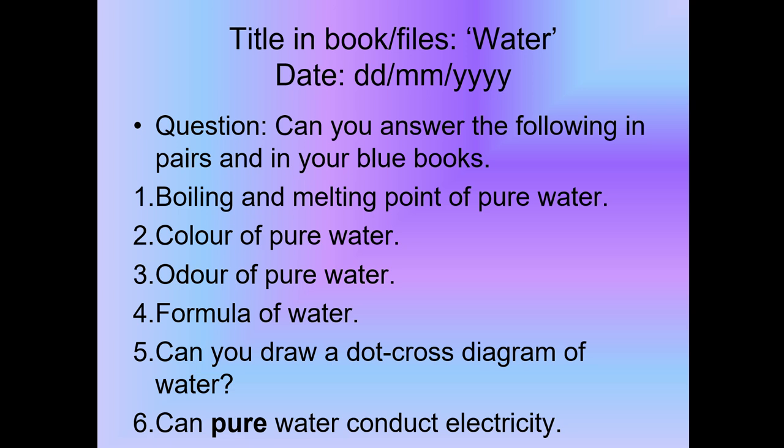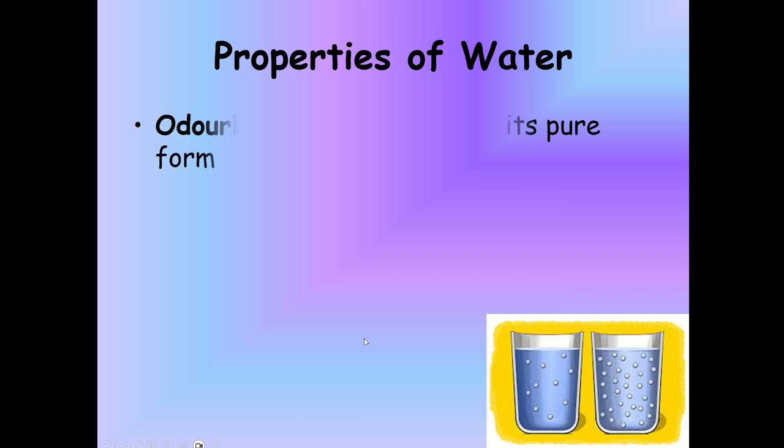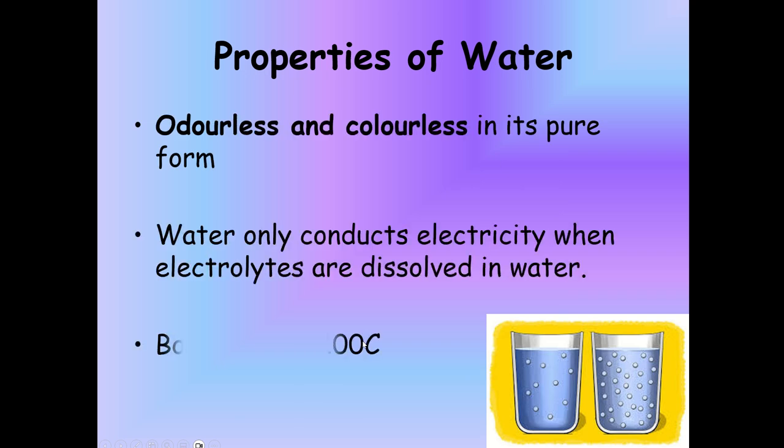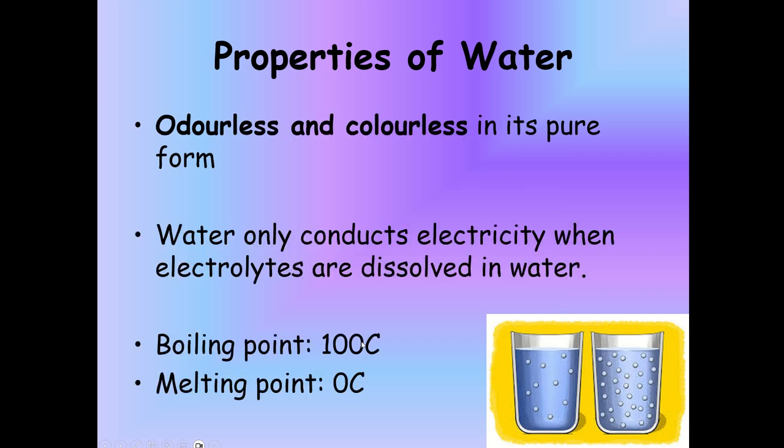Odor, it is odorless. The formula of water, I think there's nobody in this that wouldn't know that already, is of course H2O. The dot cross diagram of water is two hydrogens attached to one oxygen, like so. So that's your dot cross diagram. And can pure water conduct electricity? No, it cannot. Water will only conduct electricity when it has impurities dissolved in it. So, a nice, simple get-go. There are the answers to most of them.